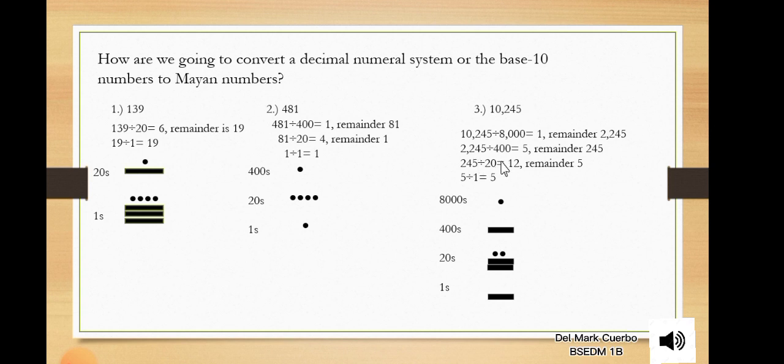So here in 20's place, we have 12. So 12 in 20's place would be written as 2 bars, which represents 10, and 2 dots, which represents 2. So 10 plus 2 is equal to 12. And in 1's place, we have 5. So 5 should be written as a bar in the first place. So 10,245 would be like this in the Mayan numbers.